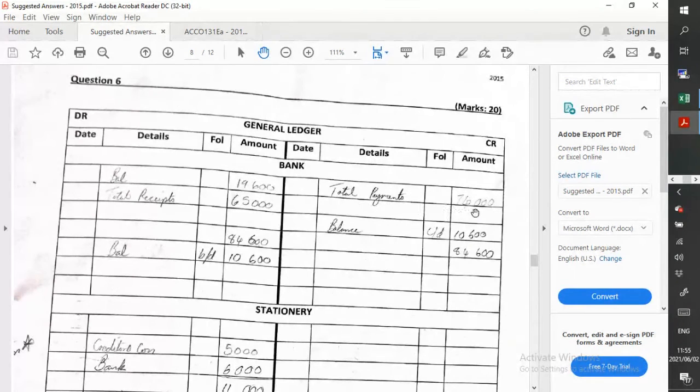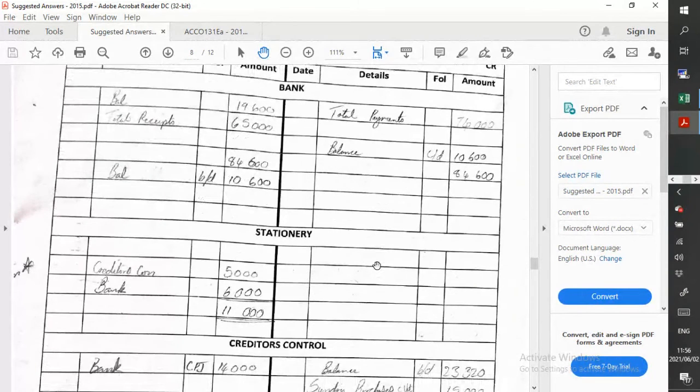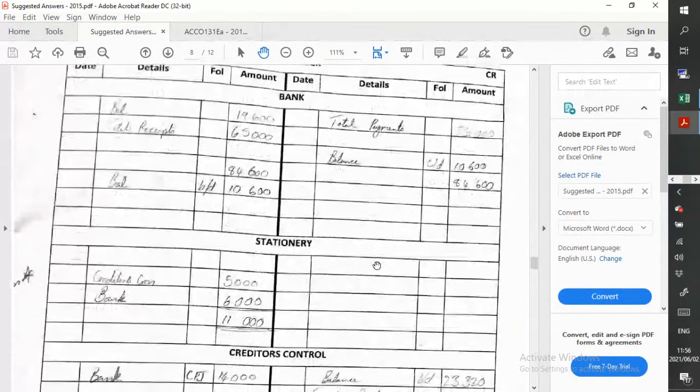So we say which side is bigger, the debit side where we have 19,600 and 65,000, or the credit side where we only have 74,000. Okay, so we obviously know this side is bigger. We total the bigger side, we get that 84,600. We have to plug that on both sides, and we say, okay, what is the difference between this bigger side amount and that of the smaller side? And you'll see that it's 10,600. And then we obviously bring the balance brought down, which is the same amount as the balance carried down. Okay, so that's how we do the bank account.